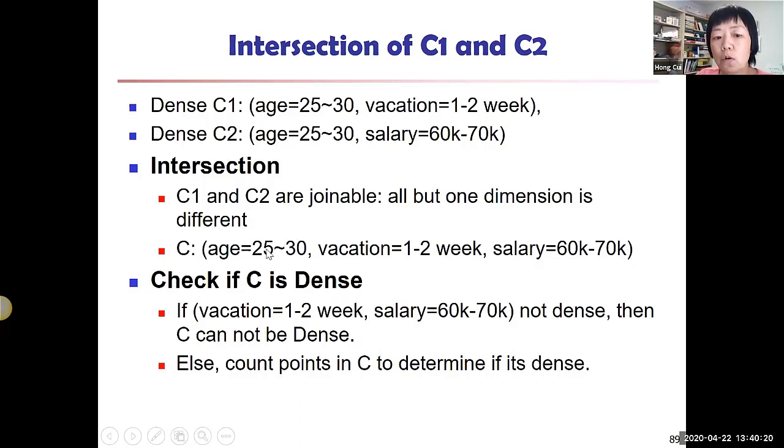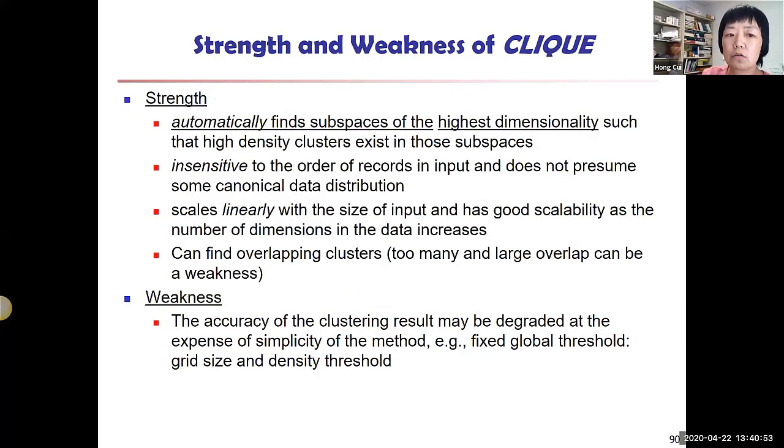To form this C, we need 3 dimensions, and we already know these 2 projections are dense. So we need to figure out whether the 3rd projection is also dense. If it is not dense, then we don't need to consider C at all; C cannot be dense. If it is dense, then we need to count how many points are actually in C to decide whether it's dense or not. So from the bottom up, recursively, we can merge and find denser, higher dimensional spaces. This is how CLIQUE finds clusters in subspace.